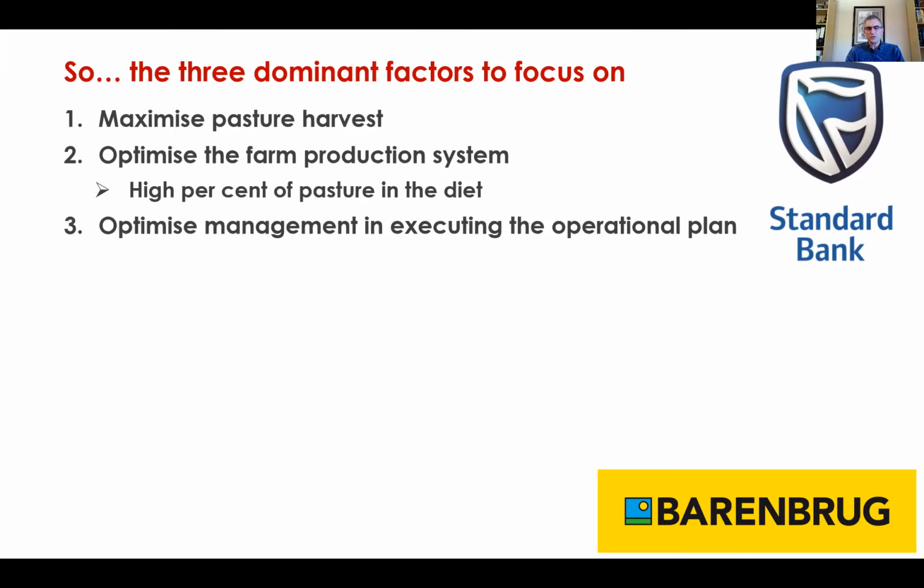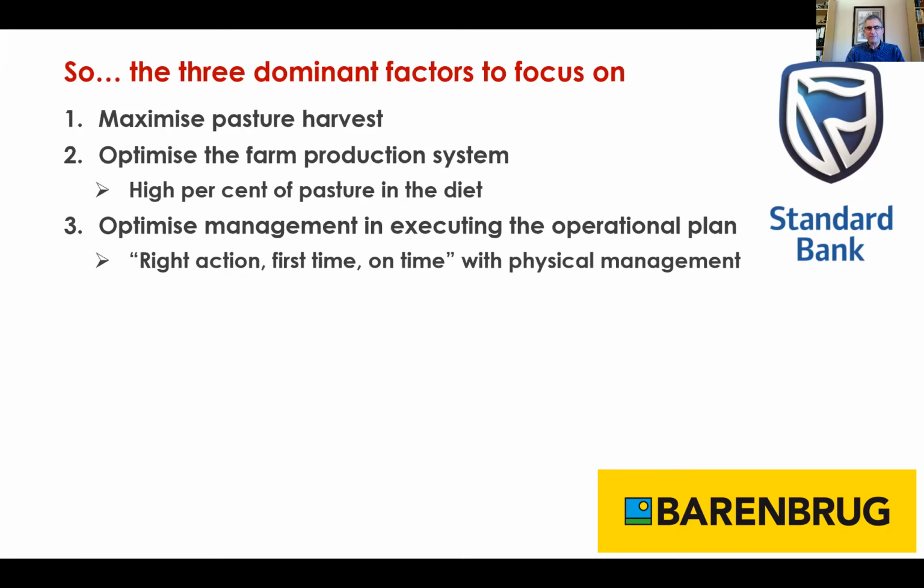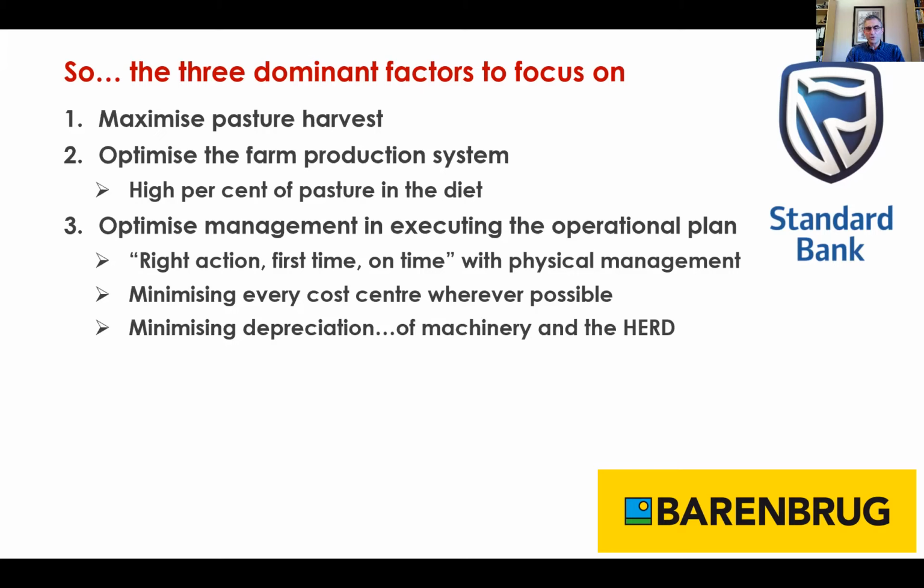Although I don't have data to support this particular point, I would break it down into 3 factors, including aspiring to have the activities related to pasture, the cows, and other physical activities characterized as being the right action first time, on time. The second factor would be to minimize every cost center within the business wherever possible. And the third factor would be to minimize depreciation, not just by having vehicles, plant, and machinery last for many years, but also critically to minimize herd depreciation by having cows that can survive in the herd for many years, and then keeping these cows in the herd for many years.